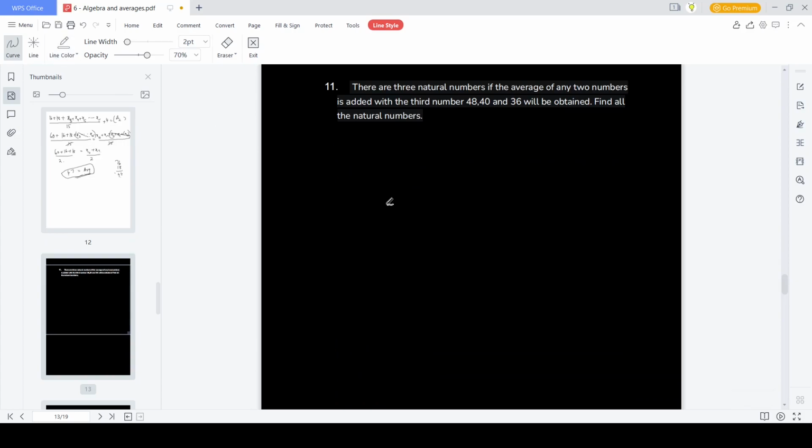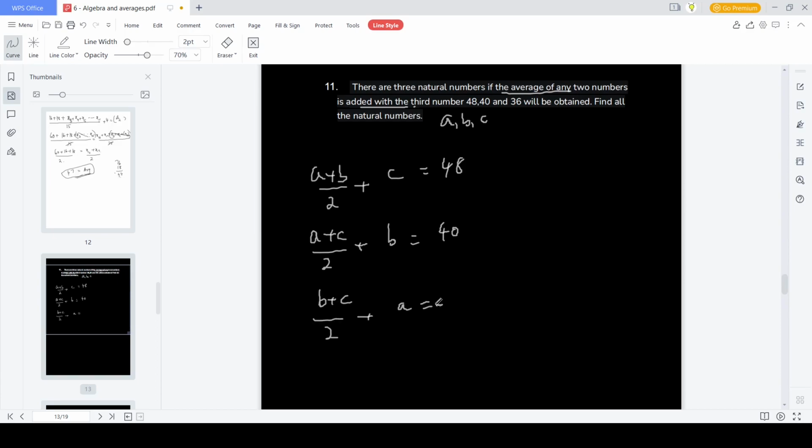Next question. There are three natural numbers. If the average of any two is added to the third number, 48, 40 and 36 will be obtained. Now they're asking to find all three natural numbers. We'll say the numbers are a, b and c. If the average of any two is added to the third number, you get 48. So let's take the average of a plus b by 2 and add the third number c, I will get 48. Similarly, a plus c by 2 plus the third number b, I will get 40. And b plus c divided by 2 plus a, I will get 36.